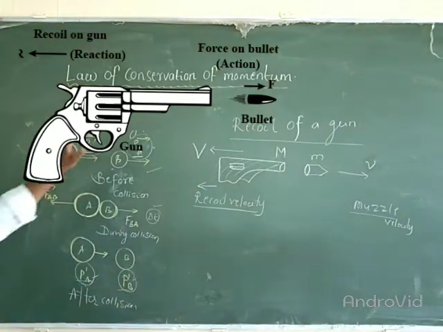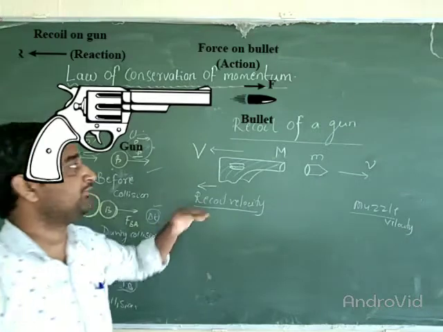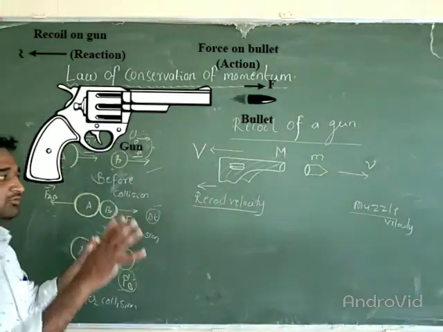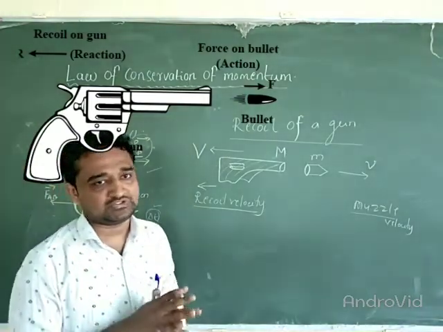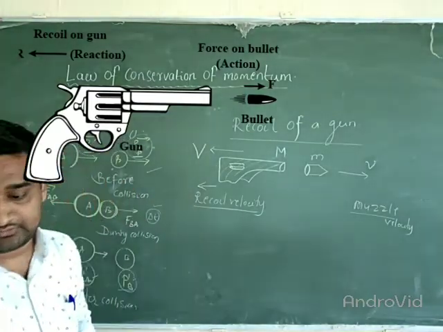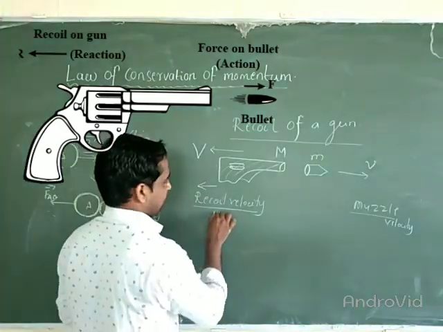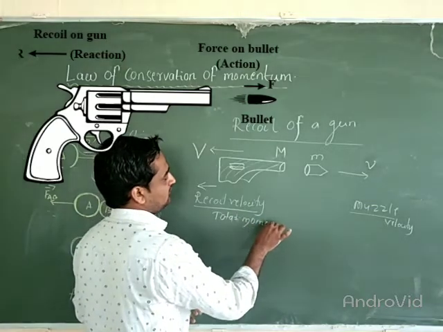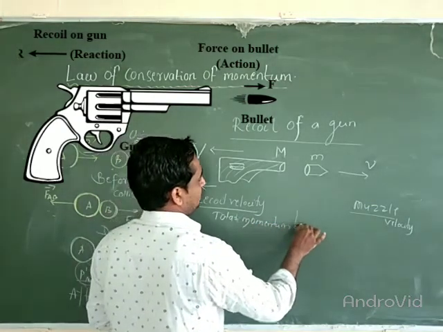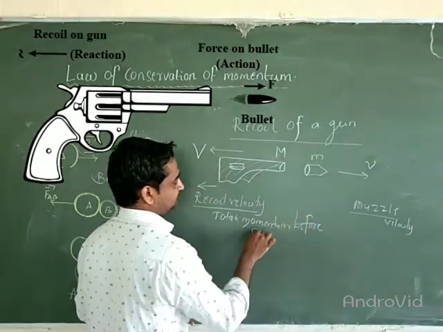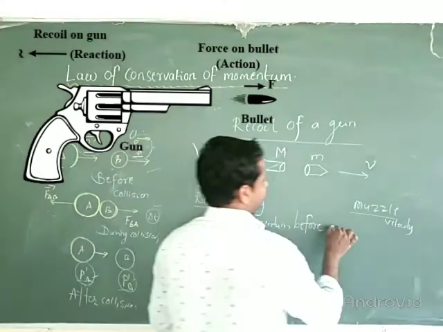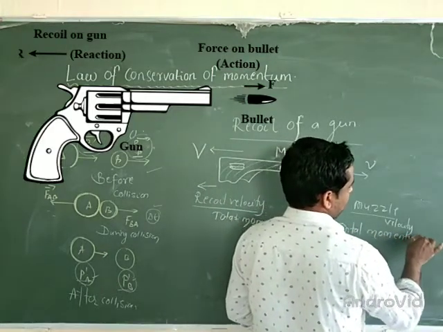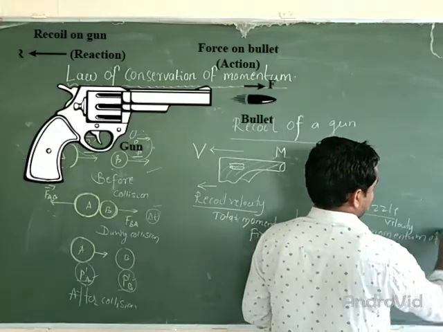So according to the law of conservation of momentum, the total momentum before the firing is equal to the total momentum after the firing. Total momentum is always constant. The total momentum before firing is equal to the total momentum after firing.